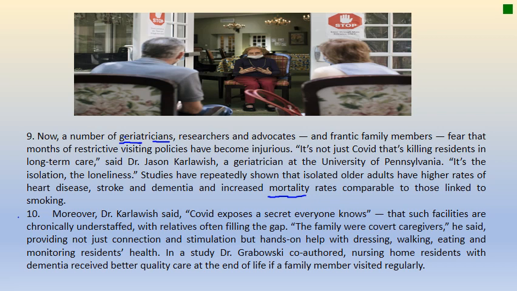Moreover, Dr. Karlawish said, COVID exposes a secret everyone knows, that such facilities are chronically understaffed. It means they don't have enough staff, with relatives often filling the gap. The family were covert caregivers, he said, providing not just connection and stimulation, but hands-on help with dressing, walking, eating, and monitoring residents' health. In a study Dr. Grabowski co-authored, nursing home residents with dementia, meaning the disease where they're losing their brain cells, received better quality care at the end of life if a family member visited regularly. So this is how they are being affected.